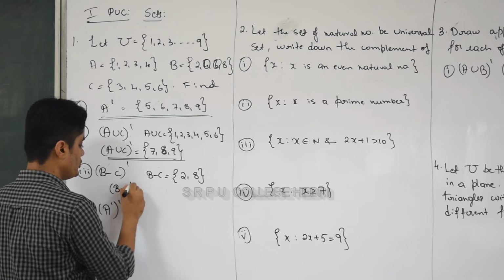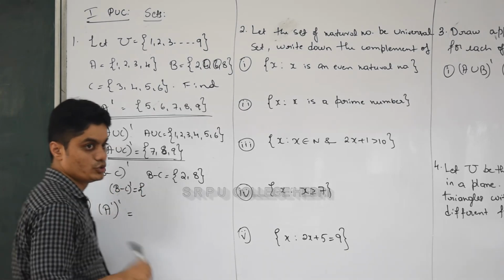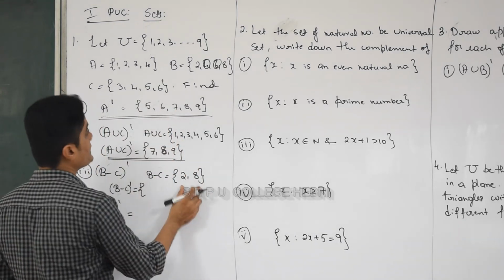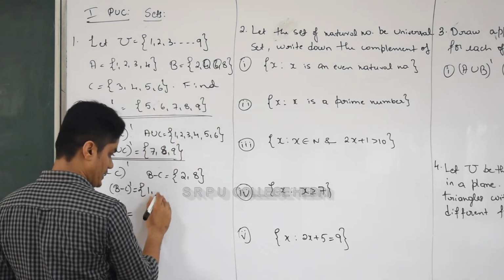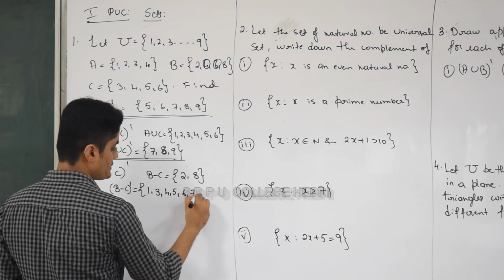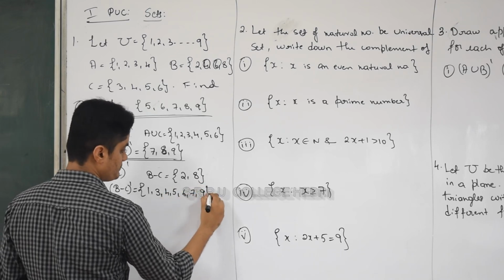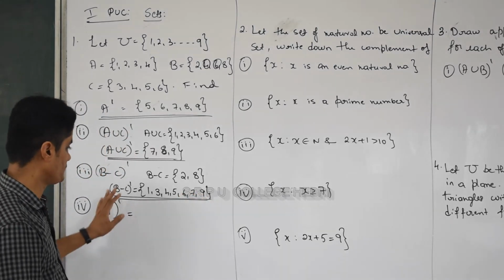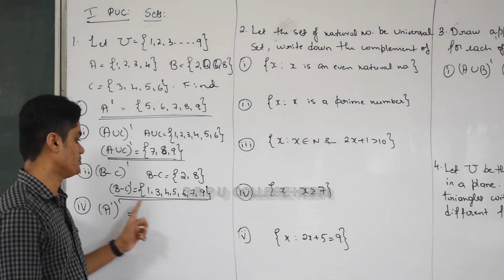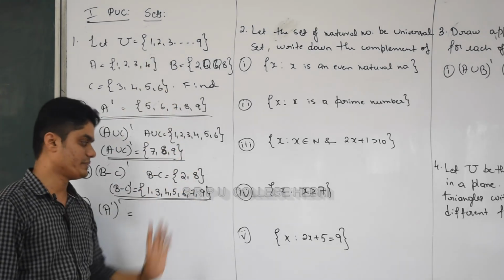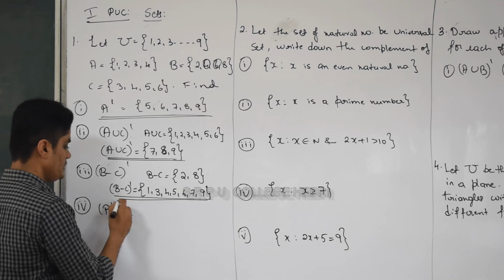What is required is B minus C whole complement. So you have to remove 2 and 8 from U. The remaining elements are 1, 3, 4, 5, 6, 7, 9. So this is the answer to the complement of B minus C. First find out B minus C, then its complement. So 2 and 8 we remove from U and these are the remaining elements. Okay, so now this is one result.